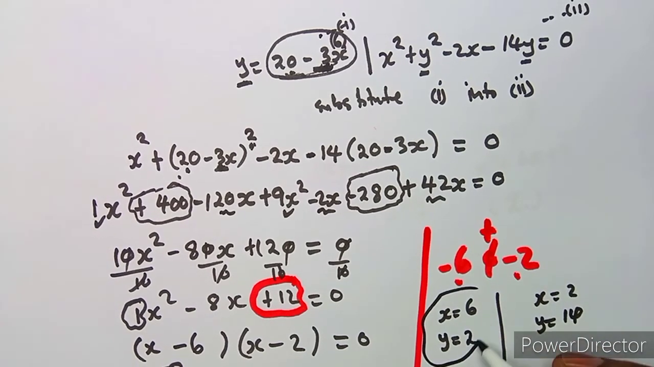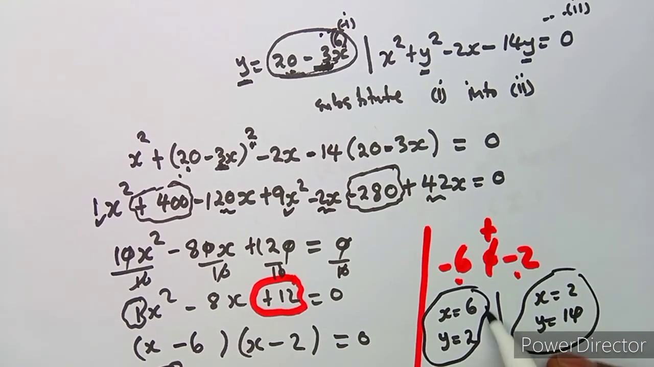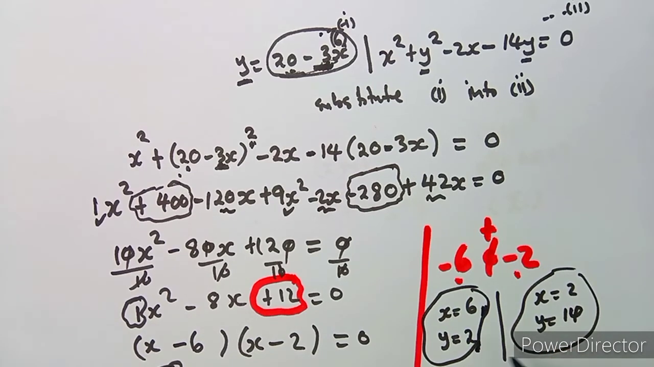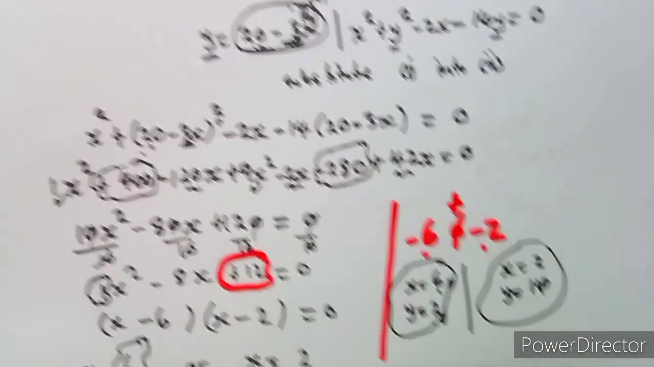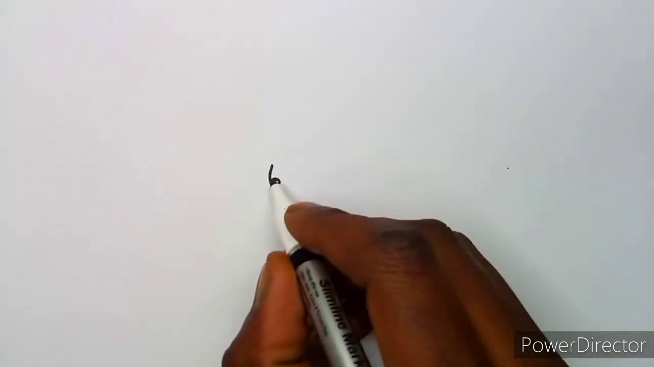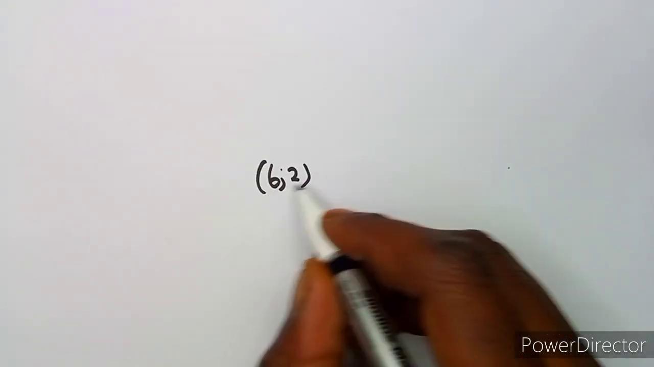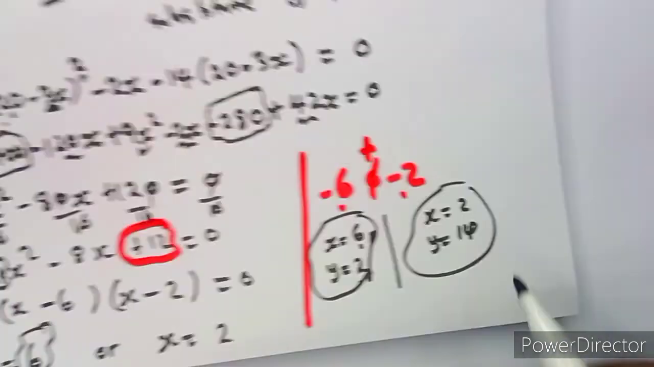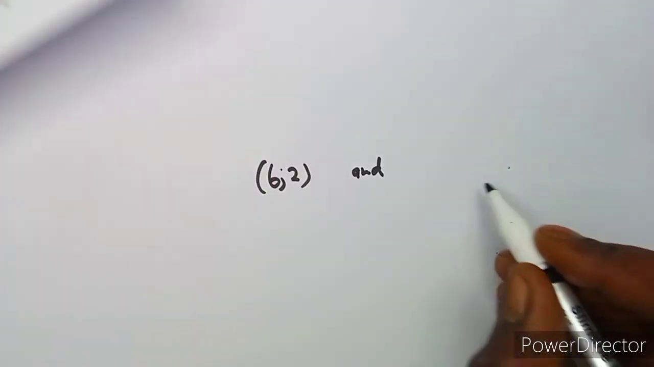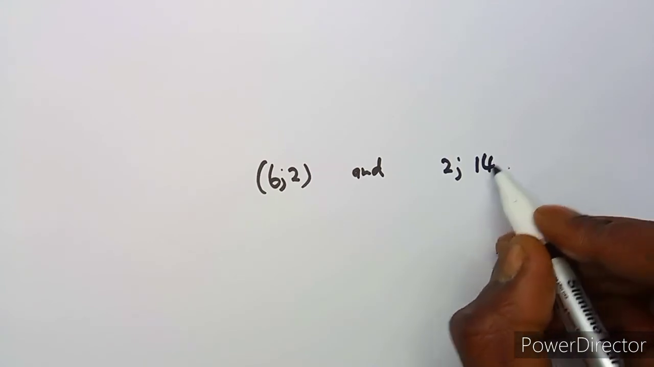So these are the 2 points that we are going to have, because remember, a point is made of x and y. So when x is 6, y is what? Y is 2. So I'm going to write these as points now. When x is 6, y is equivalent to 2. And another point, when x is 2, y is 14.